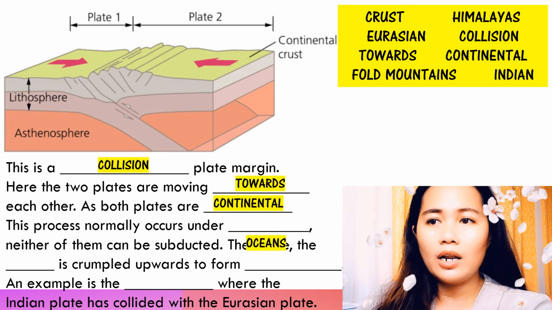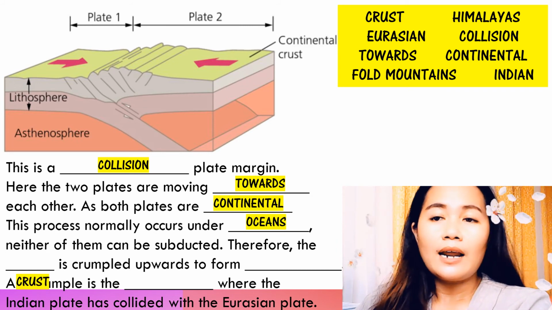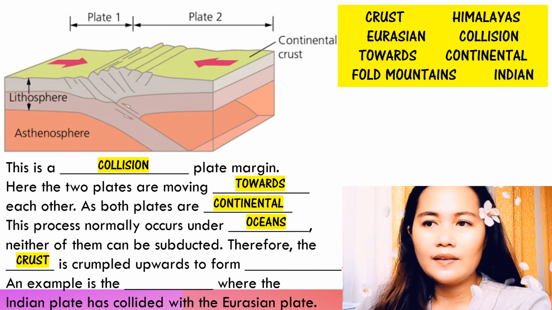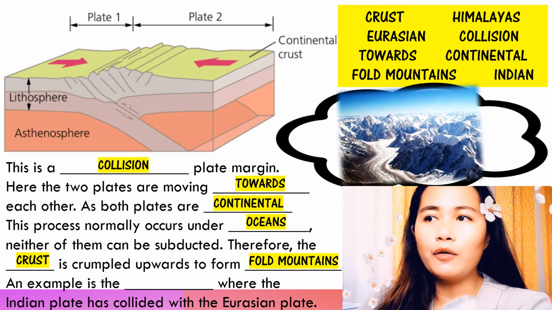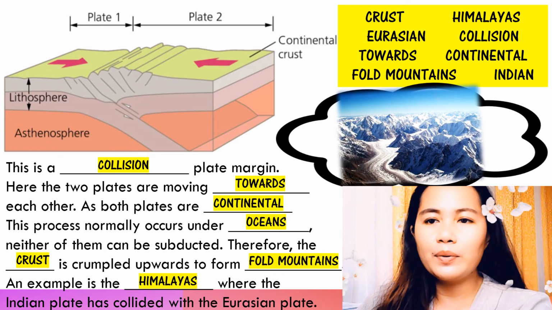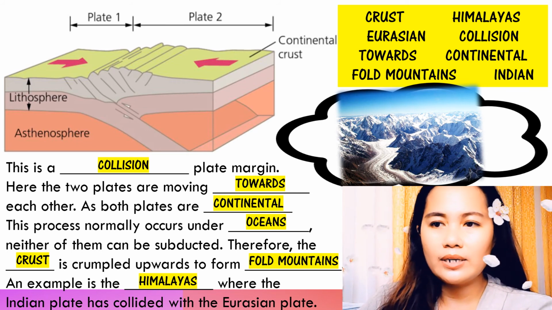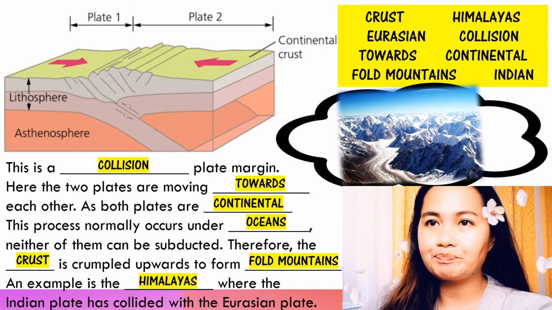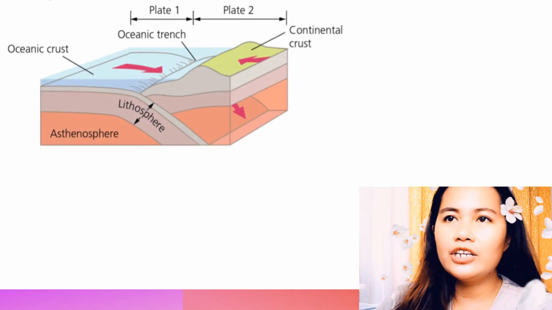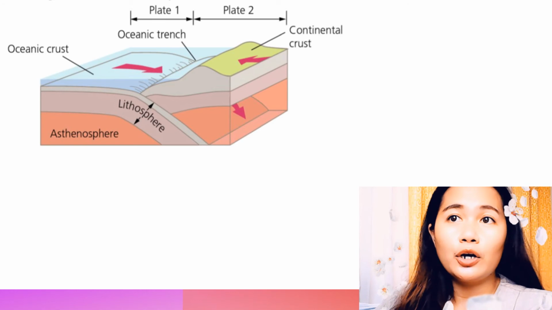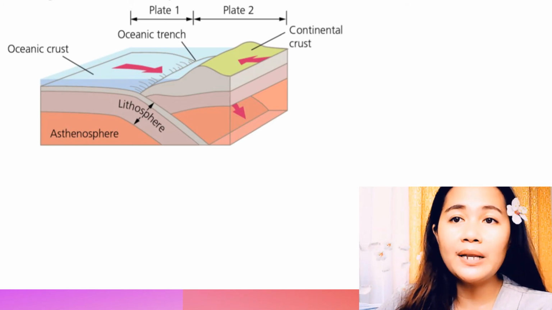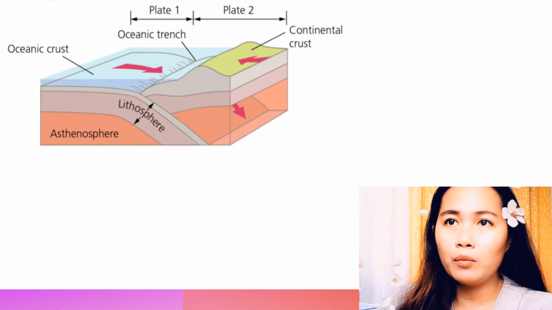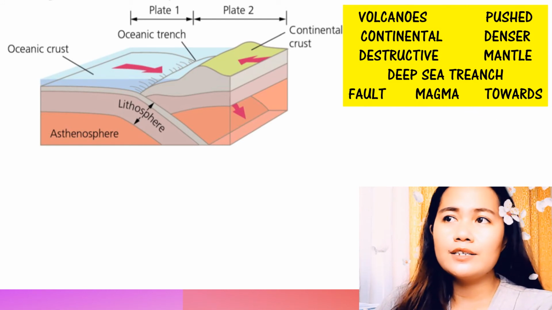Neither of them can be subducted. Therefore, the crust is pulled upwards to form the fold mountains. An example is the Himalayas, where the Indian plates collided with the Eurasian plate. Last figure, ocean crust converging with a continental crust. So, si oceanic crust kay mo subduct or mo kanaog or mo paubos padong sa ilaw. These are the choices.